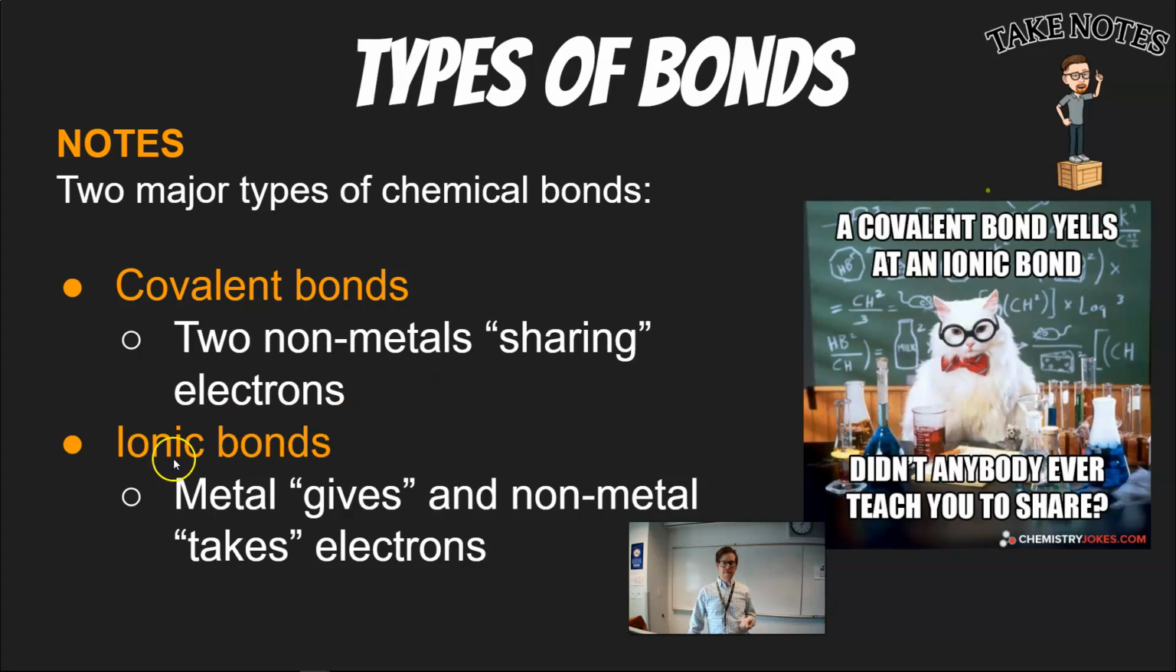The other kind of bond is an ionic bond. And in an ionic bond, one metal atom gives away an electron, and a nonmetal atom will take that electron. And in doing so, not only do they satisfy the octet or duet rules, but they get a charge. And so the metal, by giving away an electron, becomes positive, and the nonmetal, by taking an electron, becomes negative, and then negative and positive attracts, and that forms an ionic compound.